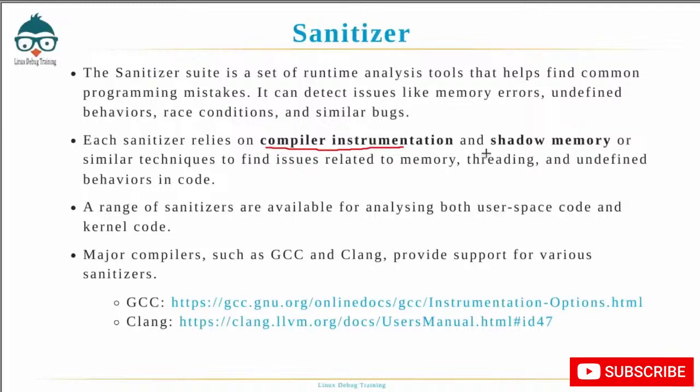Sanitizers also use various other techniques like shadow memory, which is used to store metadata about memory status, whether it is valid, invalid, or freed. There is a range of sanitizers available, namely address sanitizer, thread sanitizer, undefined behavior sanitizer, and more. And these sanitizers are available for both user space and kernel space. Major compilers such as GCC and Clang provide support for various sanitizers. Please refer to the given links here to check the available sanitizer options for a particular compiler.